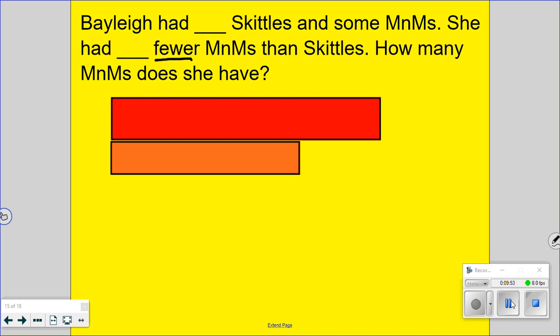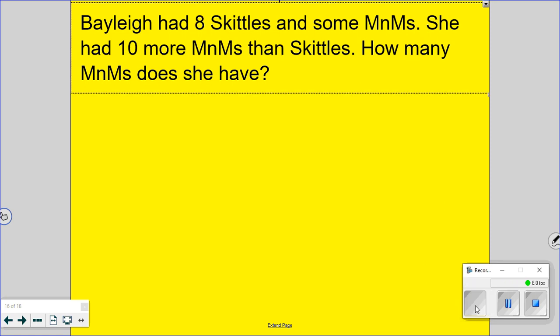I'm going to get you some bars. Give me some seconds, okay? It said Bailey had 8 Skittles and some M&Ms. She had 10 more M&Ms than Skittles. How many M&Ms does she have? First, we need to decide which bar is the M&M bar, which bar is the Skittle bar.